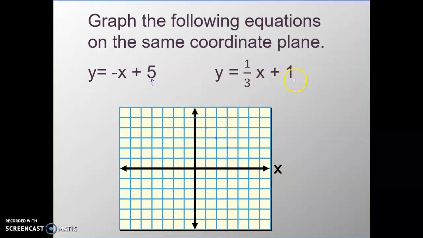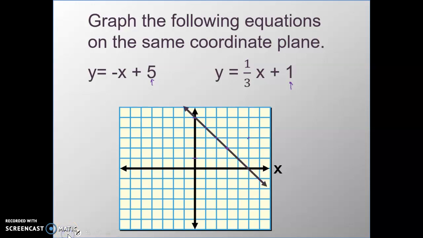Our second equation has a y-intercept at positive 1. So we're going to make a mark right there where it crosses the y-intercept. And its slope is 1 over 3, or positive 1 over positive 3. So we'll go up 1 and to the right 3, and up 1 and to the right 3. And even without drawing my line, hopefully you can see that point where they both are going to cross.